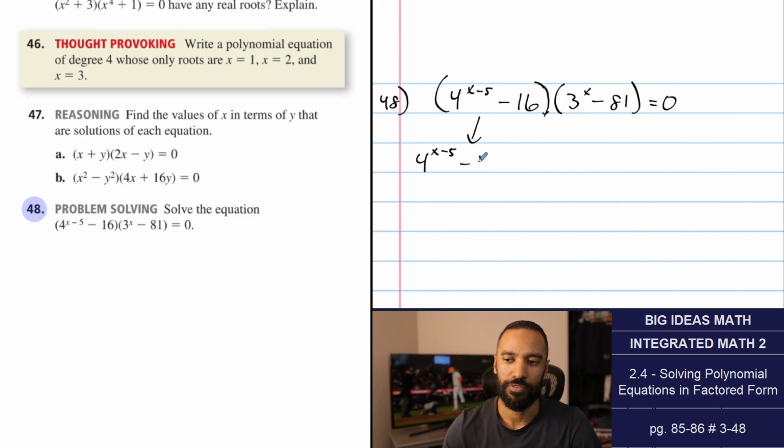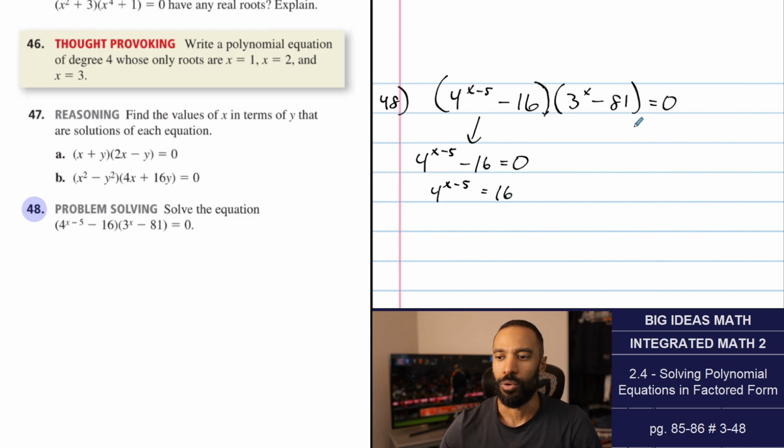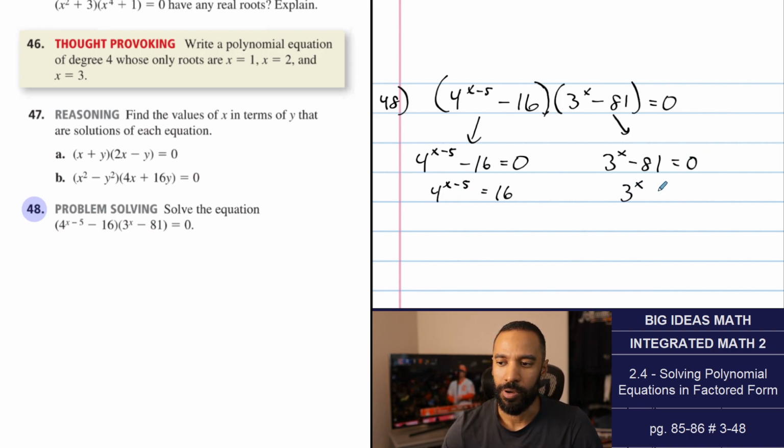4 to the x minus 5 minus 16 equals 0. If I add 16 to both sides, I get 4 to the x minus 5 equals 16. Oh, sorry, let me set this one up. Or 3 to the x minus 81 equals 0. I started that one, so let's go to this one. Let's add 81 to both sides. 3 to the x equals 81.